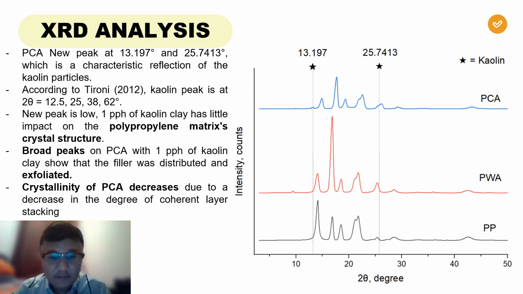A broad peak on PCA with 1 pph of kaolin clay shows that the filler was distributed and exfoliated. Crystallinity of the PCA decreases due to a decrease in the degree of coherent layer stacking.